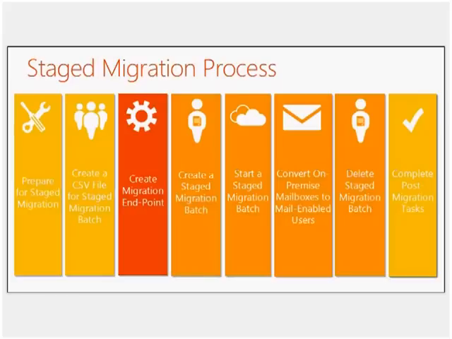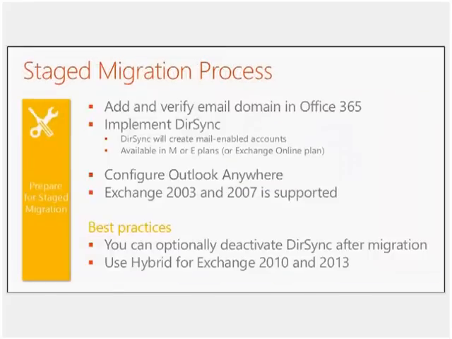So again, when you're doing stage migration from Exchange, you can continue to have your MX record pointed at your on-premises until you're ready to flip that. So you don't see that here from the stage migration. You do need to add and verify that domain. You need to have DirSync. You need to configure Outlook Anywhere on your current environment, 2003 or 2007, because that's what we're going to use to connect and move in these batches.